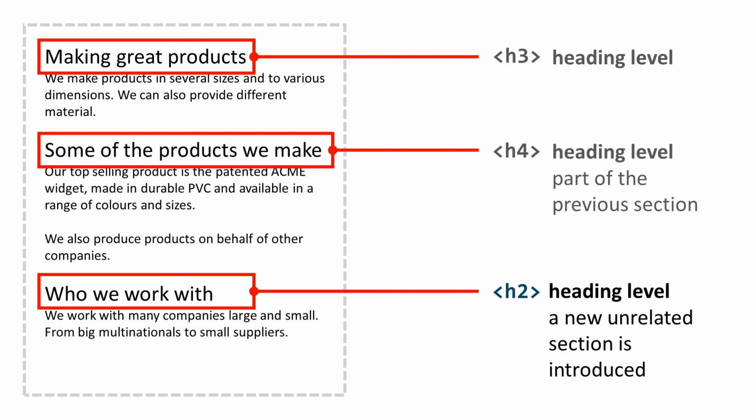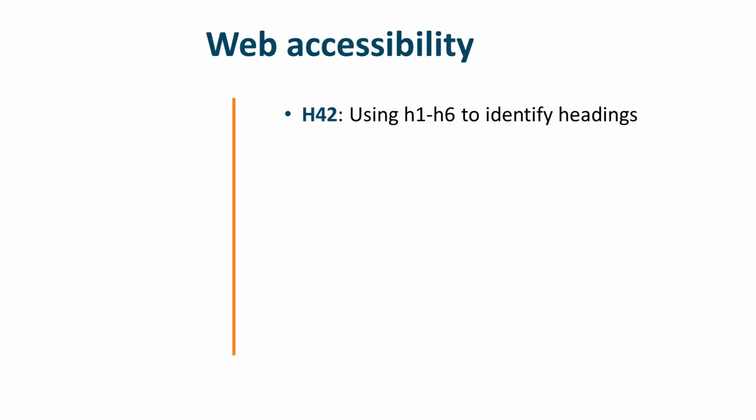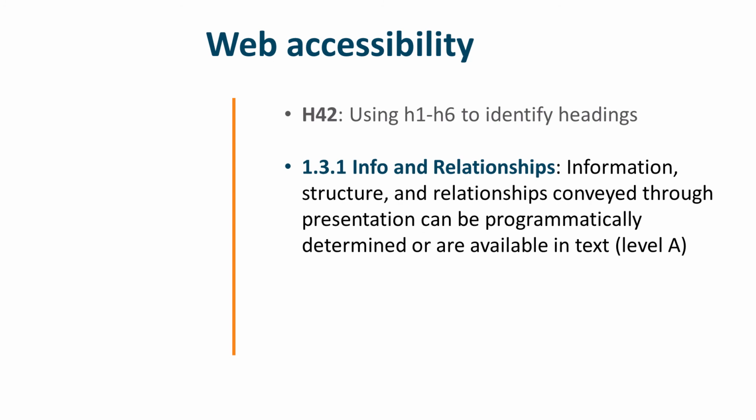Providing heading levels for web pages satisfies the HTML-specific technique H42, using H1 to H6 to identify headings as a relationship has been established, which is conveyed visually by a different font size and style and is programmatically identifiable as well using heading elements, which means this passes 1.3.1 Info and Relationships. Information, structure and relationships conveyed through presentation can be programmatically determined or are available in text at level A.